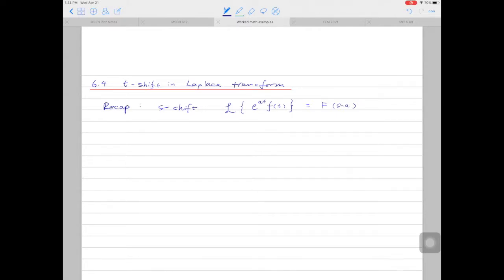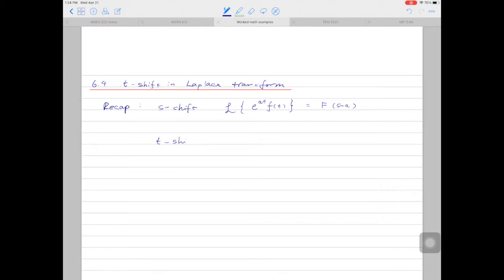In this video, we'll look at the t-shift in Laplace transform. Just to quickly recap, in the last video, we discussed the s-shift. In the s-shift, if you do Laplace transform on the exponential function e to the power of at multiplied by f(t), you will have capital F of s minus a. So you're doing a shift in the s space by a units.